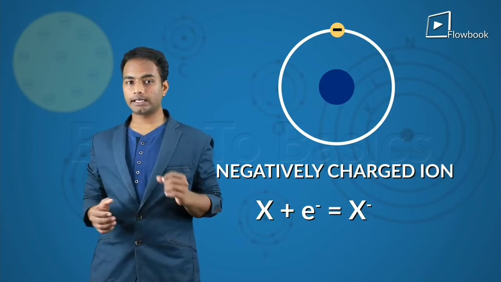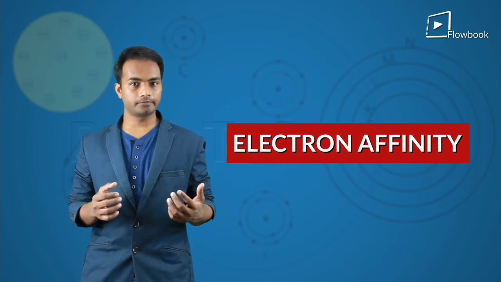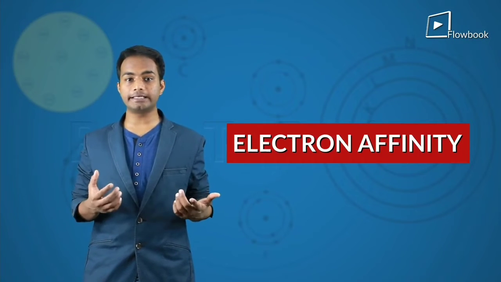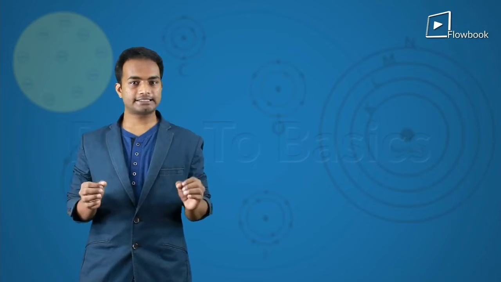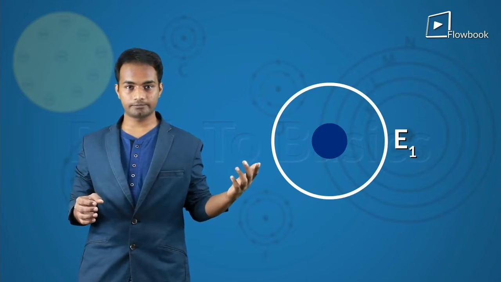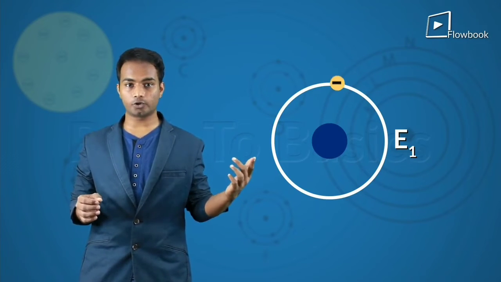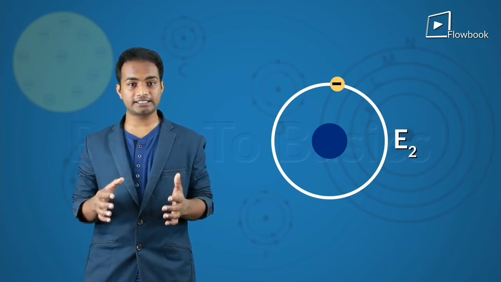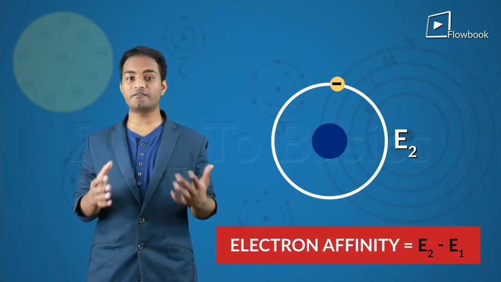Now, this is where we get the concept of electron affinity. Well, basically, the electron affinity tells us about the atom's ability to accept an electron. Now, you can look at it like this. Let's take an atom. Now, without an electron, the atom has a certain energy. And after adding an electron, the atom has a different amount of energy. Now, this energy change is what we call the electron affinity.